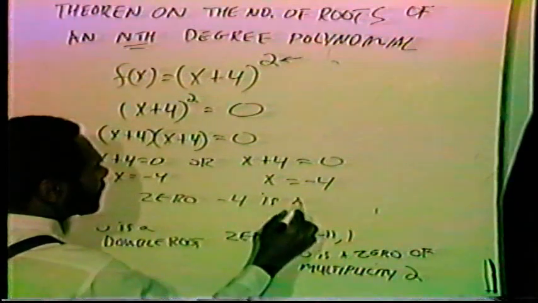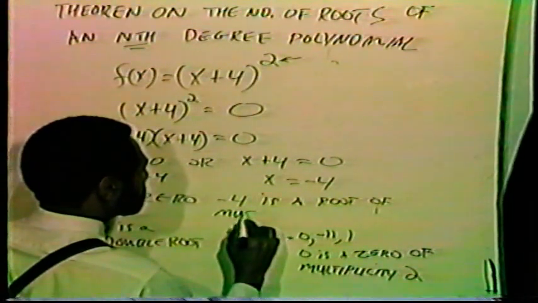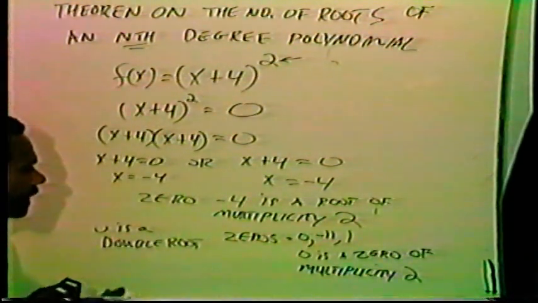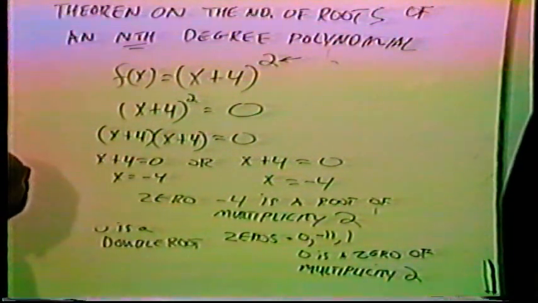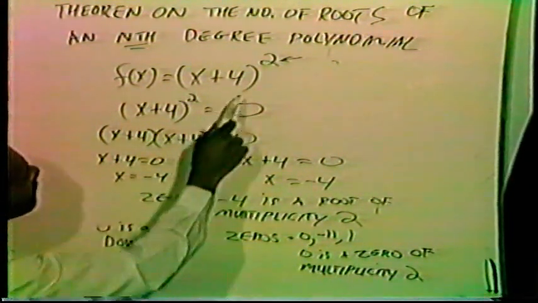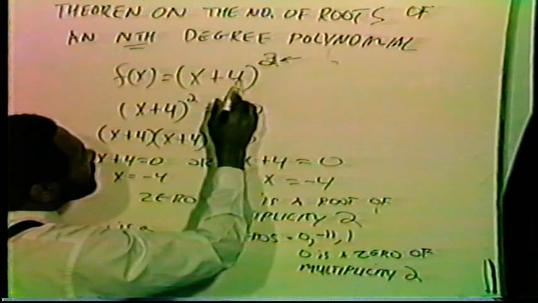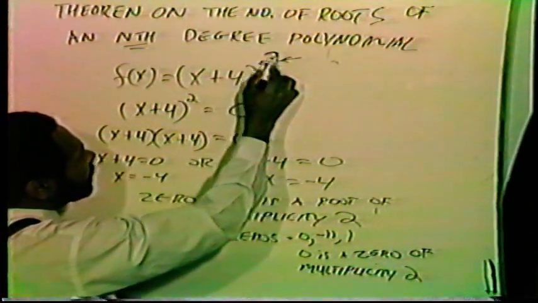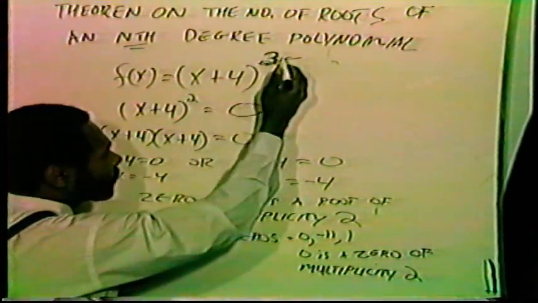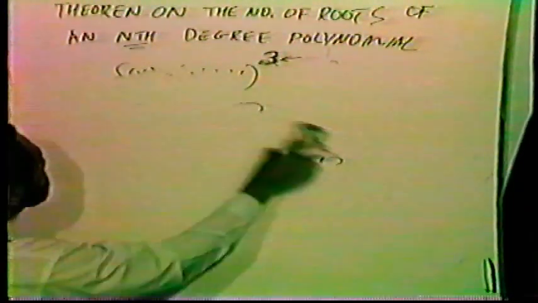Negative 4 is a root or 0 of multiplicity 2. So whenever you get an expression like this in your factorization, you'll have a root of multiplicity 2. If I had a 3 here, if this were x plus 4 to the third, then I would have a root of multiplicity 3. If it were x plus 4 to the fourth, I would have a root of multiplicity 4. So that's when you get double, triple roots, and so on.